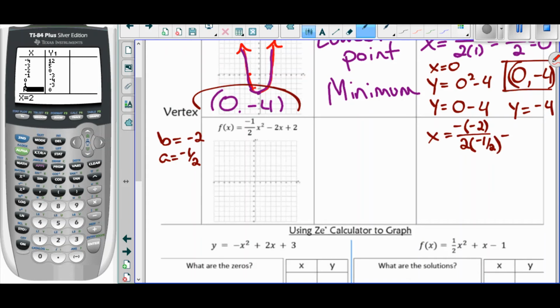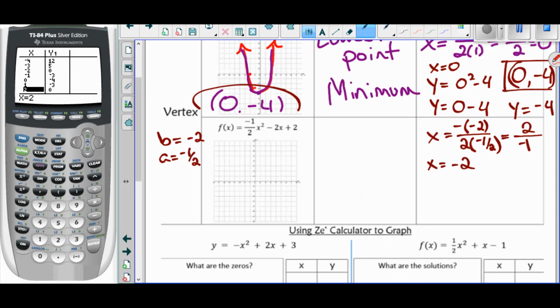That's my a. I'm going to simplify this a little bit. Basically, it's like negative 1 times negative 2, or positive 2. And it's 2 times a negative 1/2, which is a negative 1, which tells me that my x is going to be negative 2. So that is my vertex, or at least the x-coordinate for my vertex.